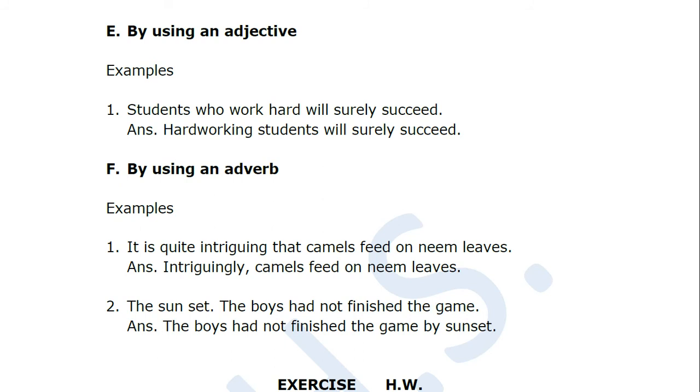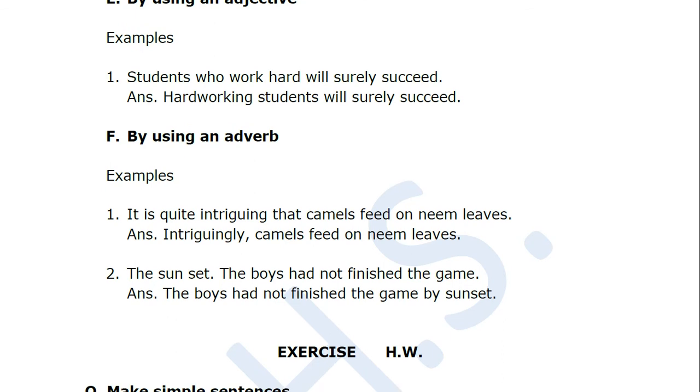Correct? An adjective describes a person or a thing. So, you will see here how we are going to do it. Example: Students who work hard will surely succeed. How can you describe a student who works hard? You describe him as a hard working student. You're using an adjective, remember. Student who works hard means hard working student. So hard working students will surely succeed. Only one finite verb remains.